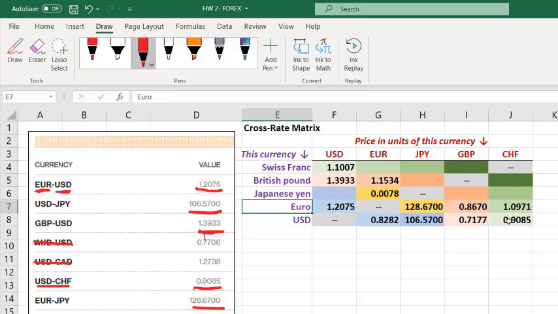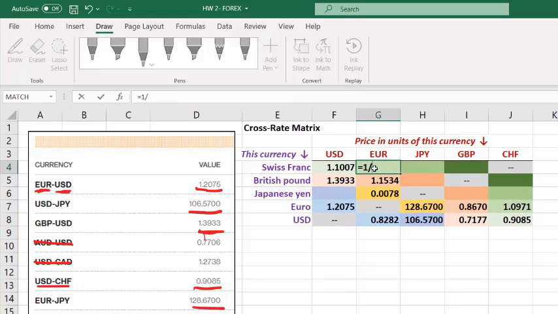And then finally we have the euro priced in Swiss francs, 1.09 Swiss francs per euro. So up here we can do the Swiss franc in terms of euros, equals 1 divided by 1.0971. So a Swiss franc costs 0.91 euros.